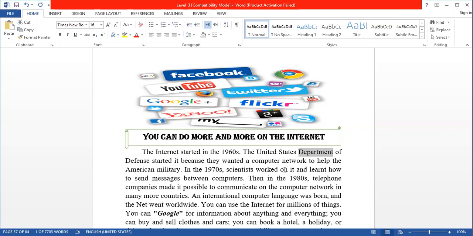So the United States Department of Defense started or began to use the internet. Why? Why did they begin to use the internet? Because they wanted a computer network to help the American military. This is the reason. To help or to assist. هم بدأوا استخدام الإنترنت لأنهم wanted the computer network to help the American military. كانوا بحاجة إلى استخدام شبكات الحاسب الآلي لتساعدهم to assist the American military.